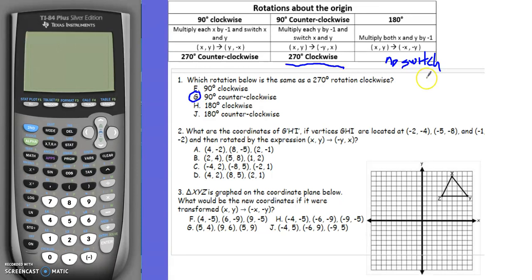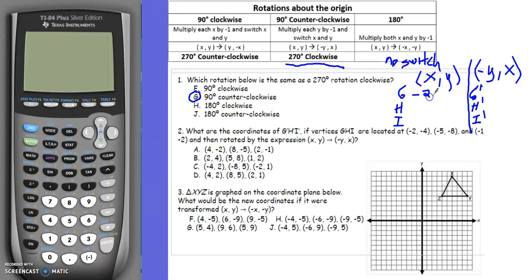All right, so let's make a table here. We have XY, and we have -y, X, and we got G, H, I, G prime, H prime, I prime. Okay, so G is -2, -4. H is -5, -8. I is -1, -2.